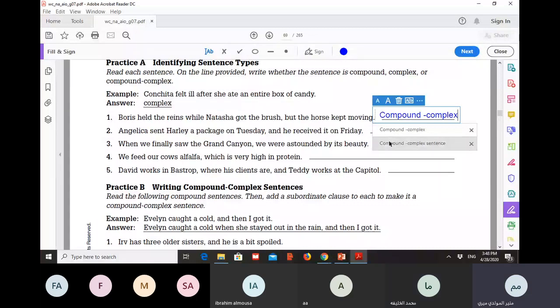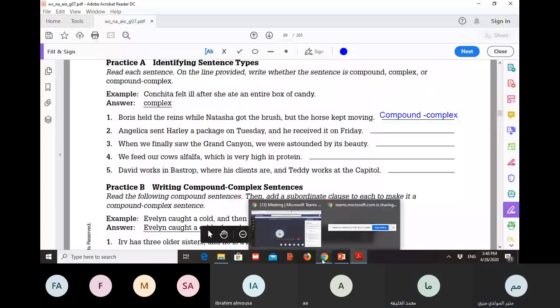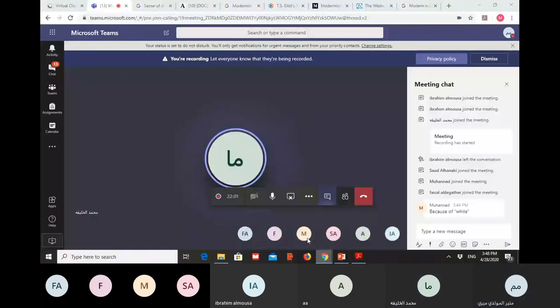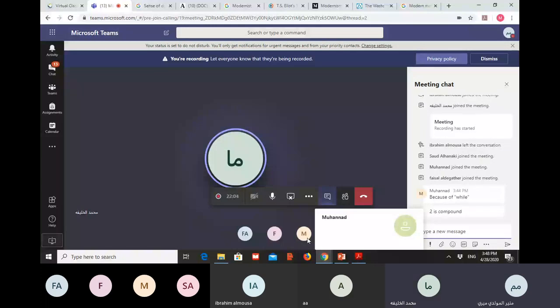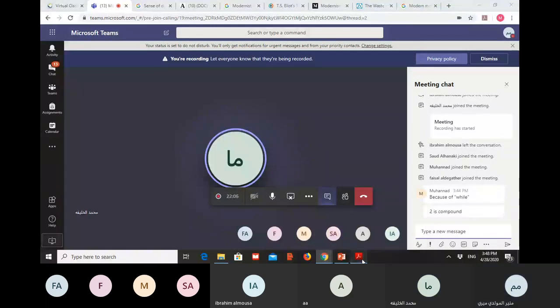Next one. Number 2. Muhammad al-Gathami. Number 2 is compound.